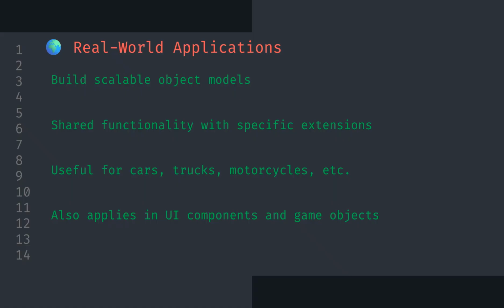Inheritance makes your code cleaner and reusable. Instead of duplicating logic across many classes, you centralize the core code. You can build other subclasses like truck, motorcycle with minimal effort. This principle is core to object-oriented programming in JavaScript.